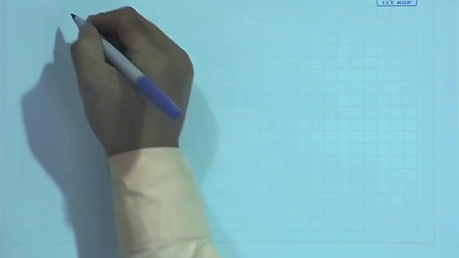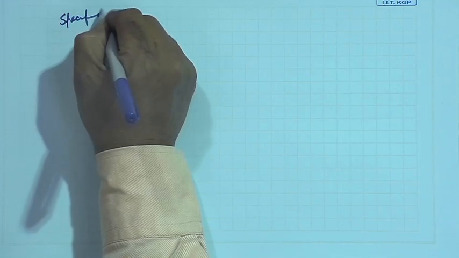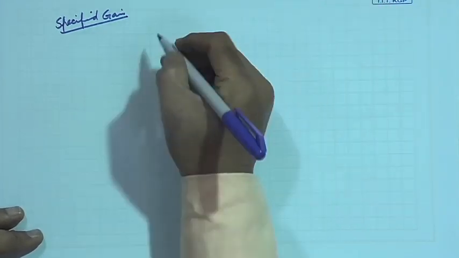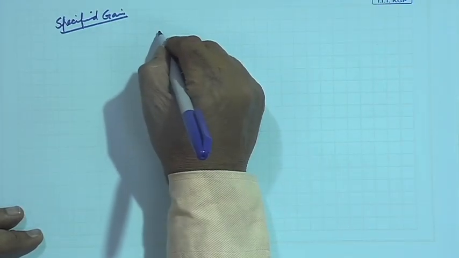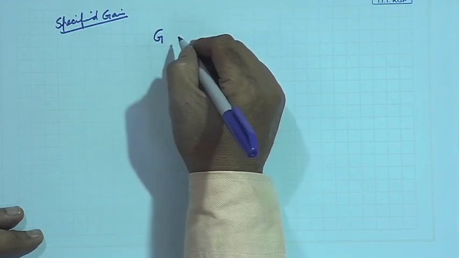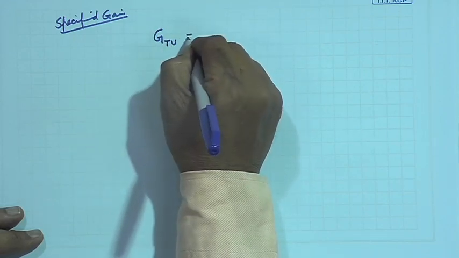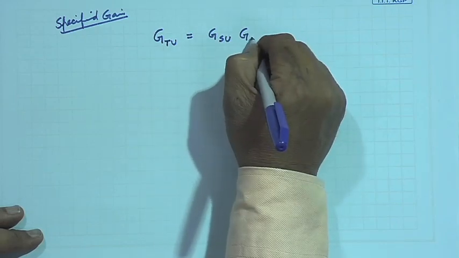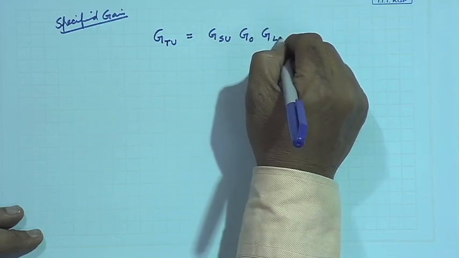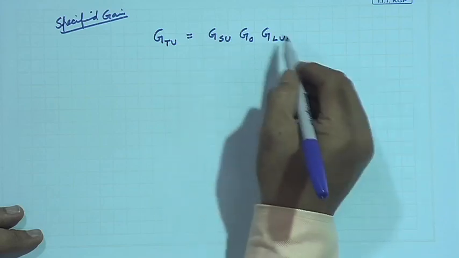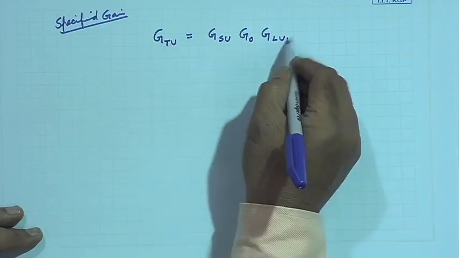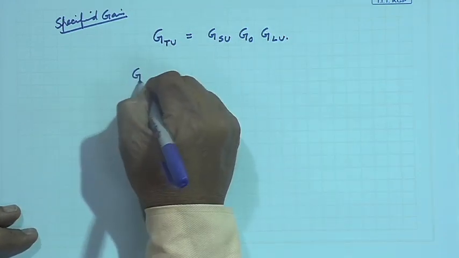So, let us see that procedure for specified gain. That means people will now tell me that you get this much gain. Now, as I already said, in the GTU case also I can divide the gain as GS, G naught and GL, so input matching section, output matching section. Henceforward I leave this subscript U.